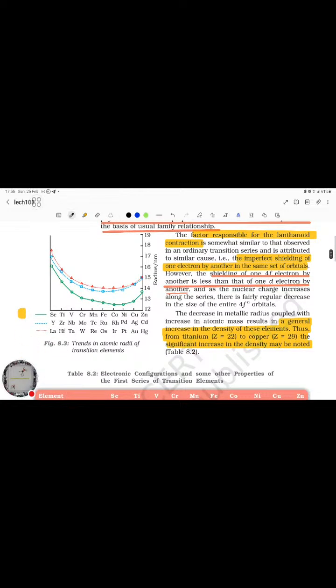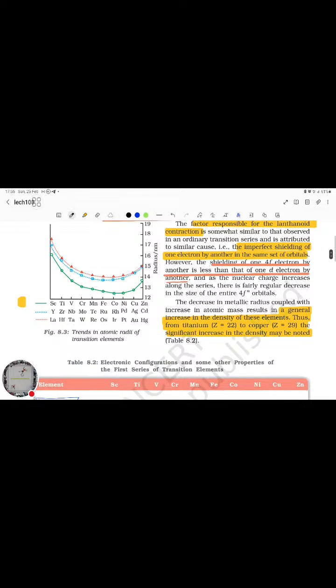The factor responsible for the lanthanoid contraction is somewhat similar to that observed in an ordinary transition series and is attributed to a similar cause, that is, the imperfect shielding of one electron by another in the same set of orbitals. So the important reason for the contraction is imperfect shielding in the same set of orbitals. However, the shielding of one 4f electron by another is less than that of one d electron by another, and as the nuclear charge increases along the series there is a fairly regular decrease.